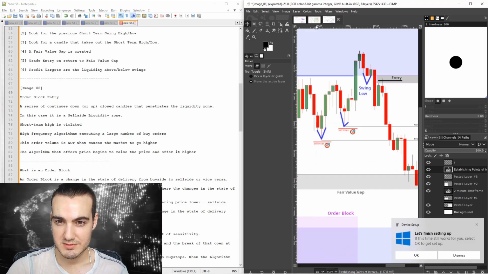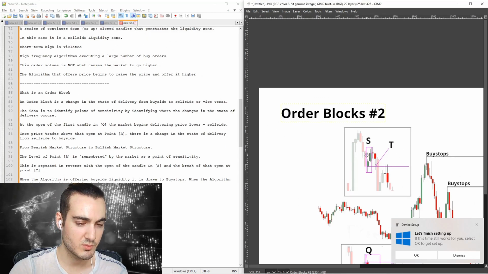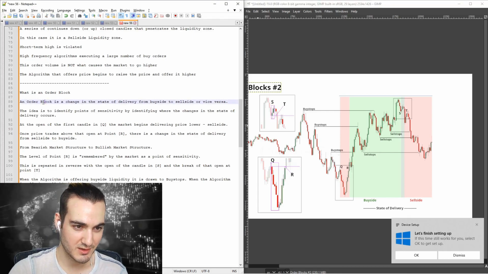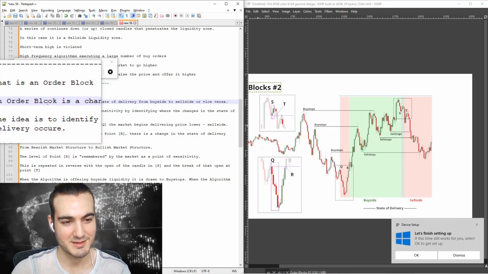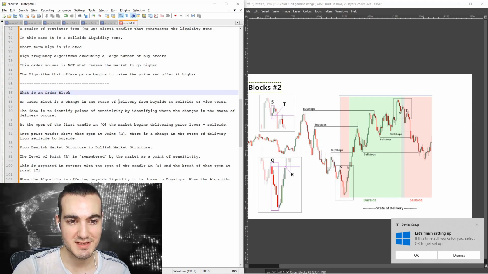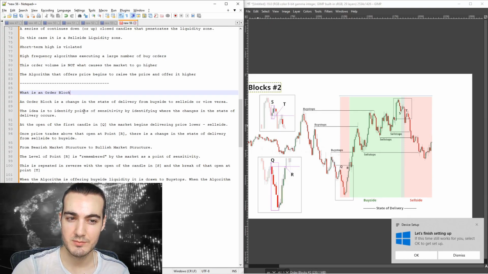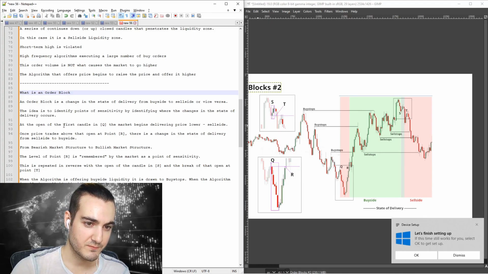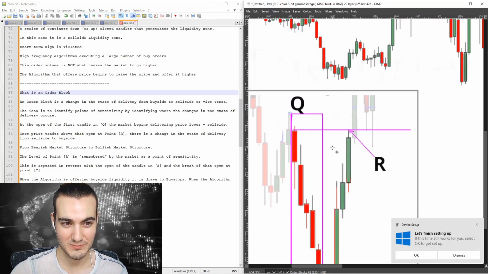All right, which one is that? Order blocks 2. So then he gets really into what I find to be the most interesting part of the lesson, and that's explaining what exactly an order block is. Okay, so an order block, let me fix that. Order block, yeah, is a change in the state of delivery from buy side to sell side or vice versa. The idea is to identify points of sensitivity by identifying where the changes in the state of delivery occur. At the open of the first candle in point Q, and this is just my paraphrasing of him, so if it's incorrect, well, forgive me.